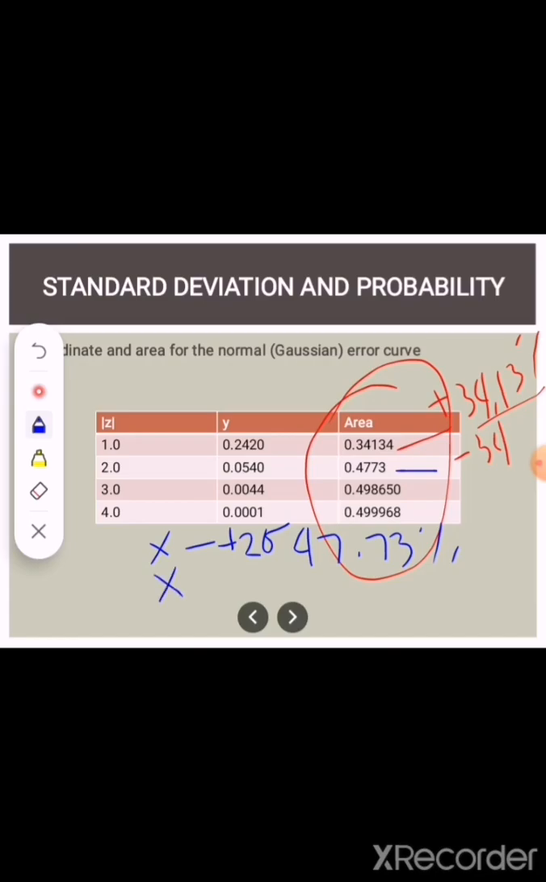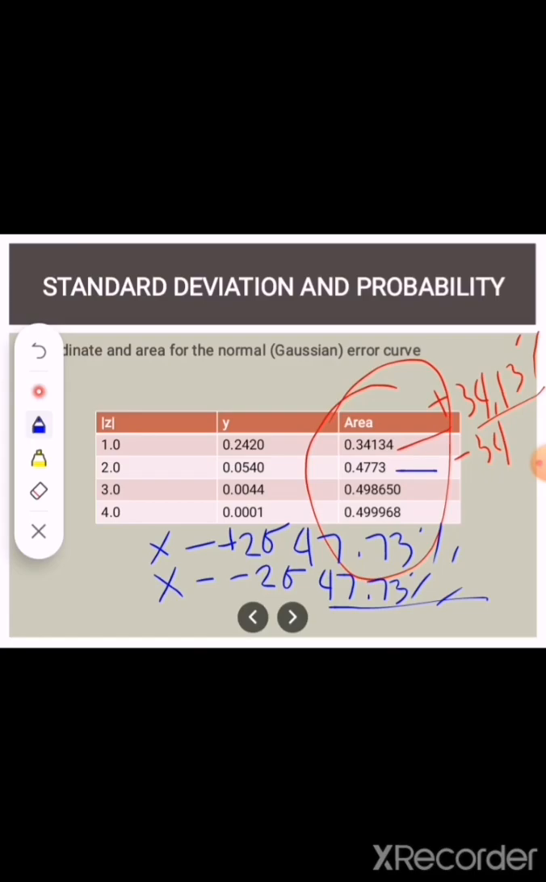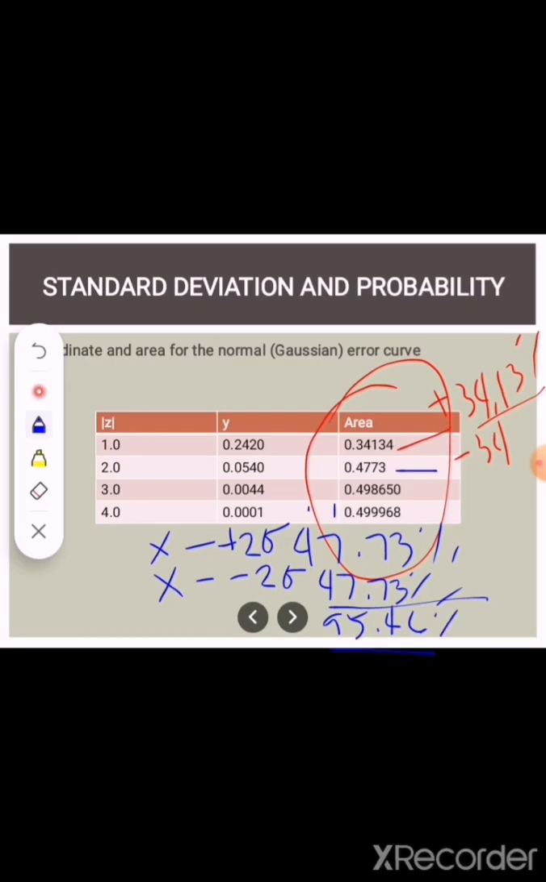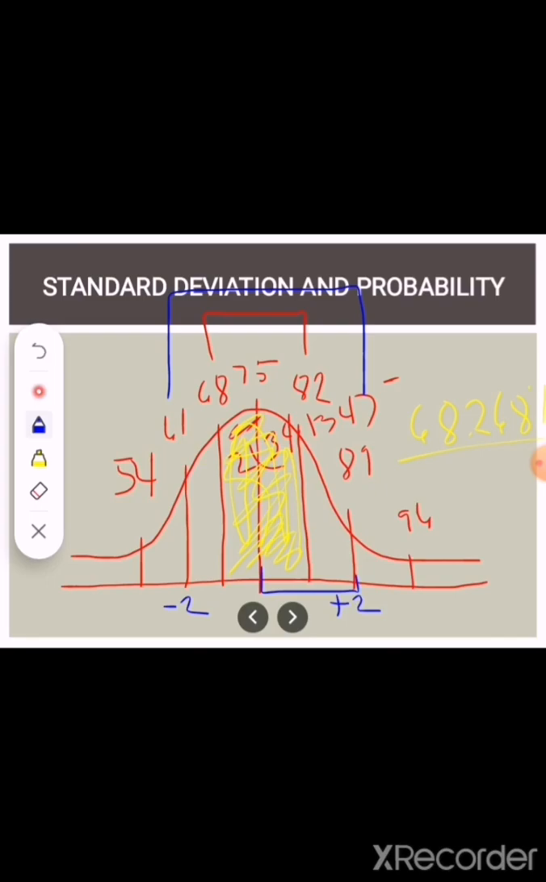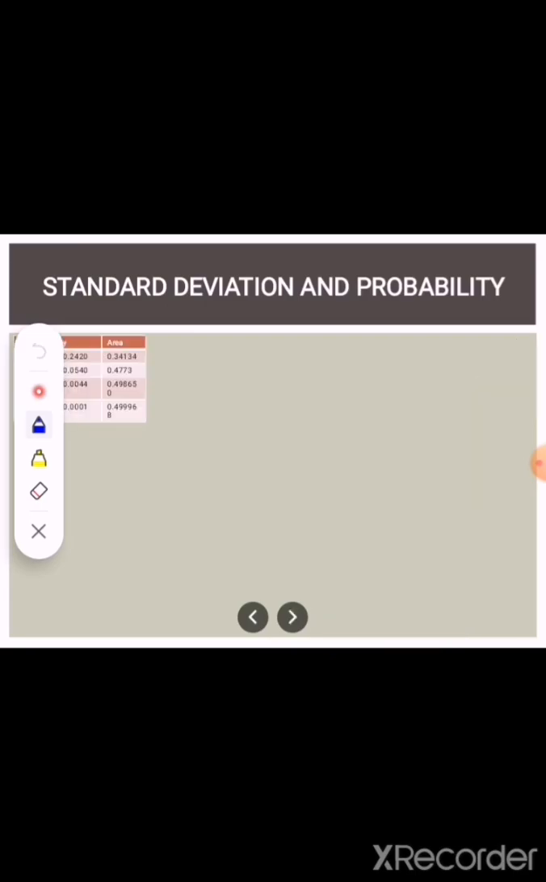Same goes with from the mean to negative 2 standard deviation. Meron din tayong 47.73%. So, in total, meron tayong 95.46% for this area. Okay, so meron tayong 95.46%.